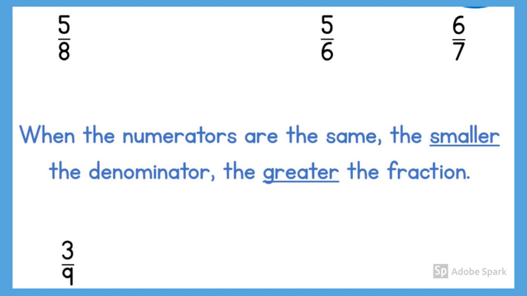Now let's use the stem sentence. The numerators are the same. The smaller the denominator, the greater the fraction. Can you spot where the numerators are the same? Yes, that's 5/8 and 5/6. So if we look at the denominator, the greater the denominator, the smaller the fraction. So our next number is 5/8.